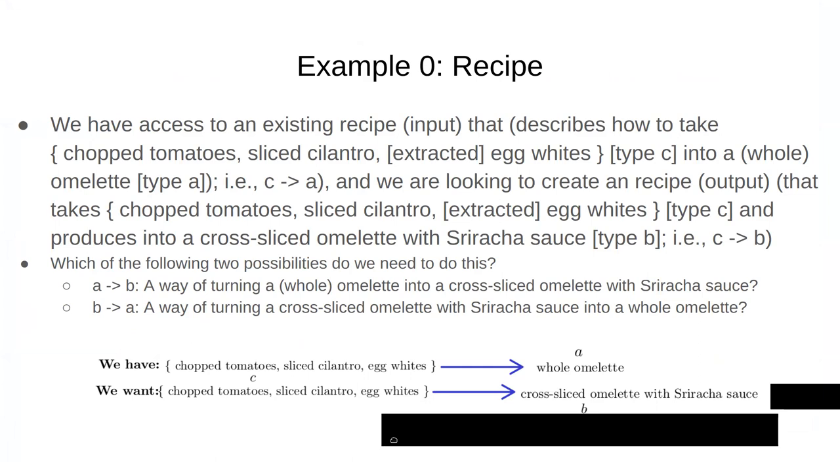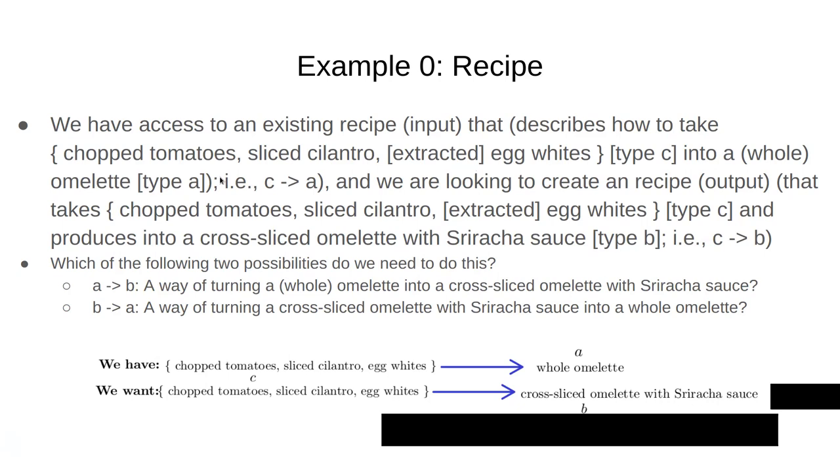And we use this intuition a fair bit in our daily life, I would argue. But we almost don't notice it. So think about cooking. Suppose you have a recipe that describes how to take some kind of raw ingredients, and you can produce an omelet.